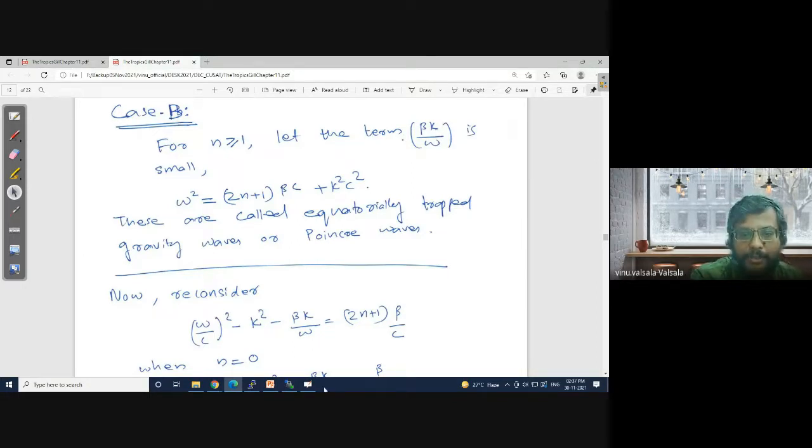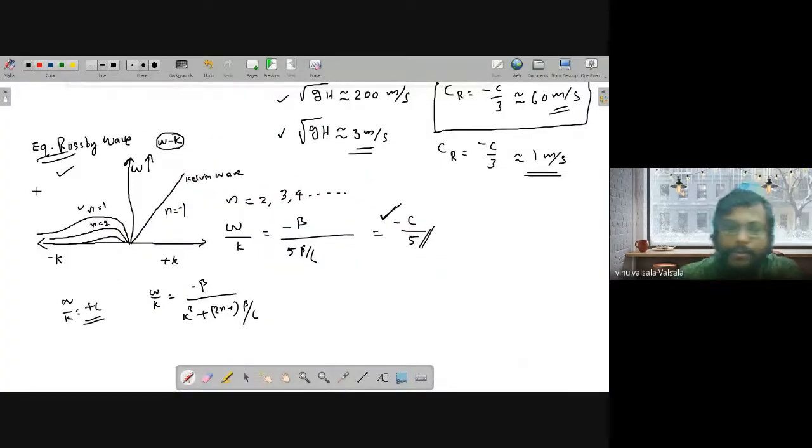And where does the dispersion curve for this type of trapped waves belong? In the wave number frequency diagram, such waves have a dispersion curve somewhere on the top like this. So this may be n equal to 1, and another curve can be built for n equal to 2, etc. So these are the areas where you will find the dispersion curve for the gravity waves. They include both positive waves and negative waves.